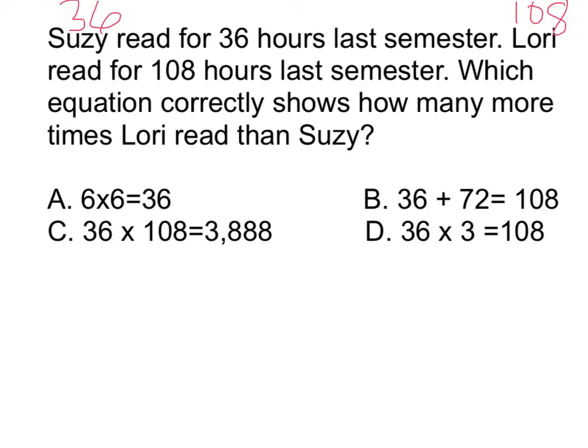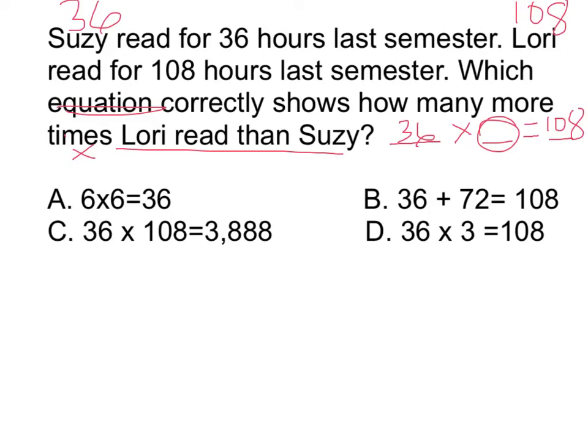Which equation, so I'm looking for the equation, not the answer, correctly shows how many more times Lori read than Susie. So I want to find out how many more times Lori read than Susie, which means I have to take Susie's score, multiply it by something to get Lori's score. So I know if Susie's score is 36, I have to figure out what I have to multiply that to get 108. Now, we're going to learn how to be good test takers. So now what we're going to do is look at each problem and see which one would be the best to solve this problem.